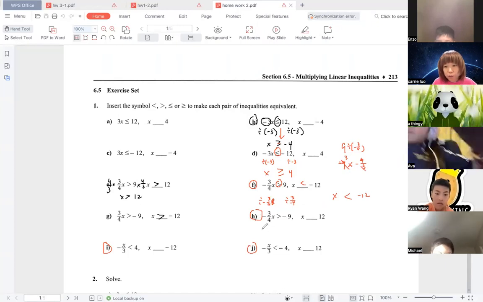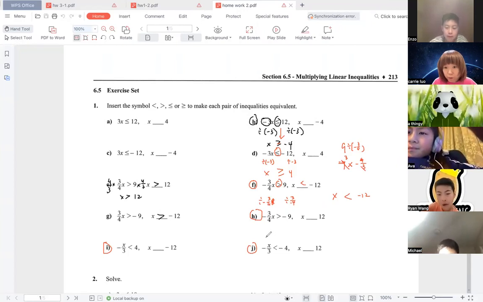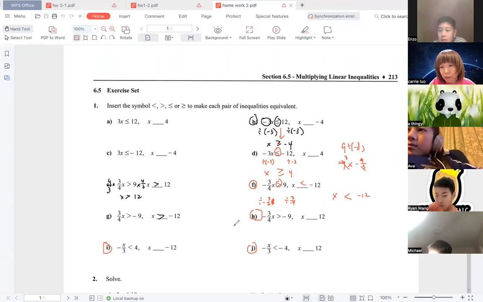Okay, so I'm going to just start doing that. Okay, so 2/3, -3/4x is bigger than -9.